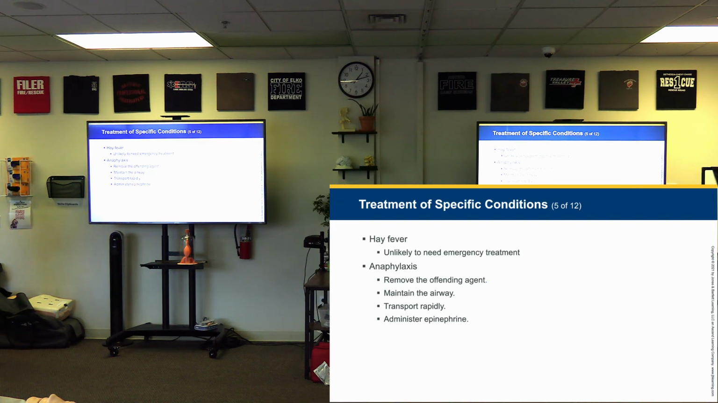Unlikely they're gonna need emergency treatment. Does not mean they're not gonna call you for this, but not much we can really do for them. Take them to a hospital, okay?